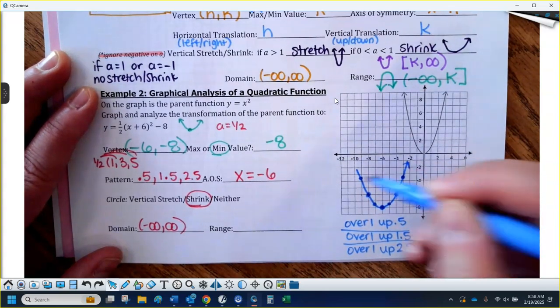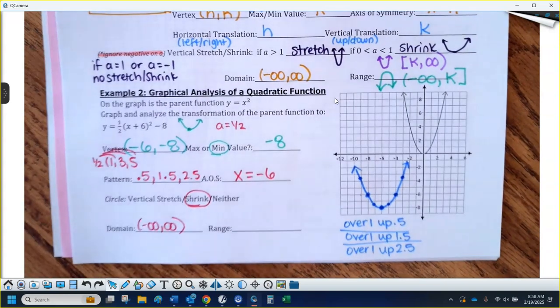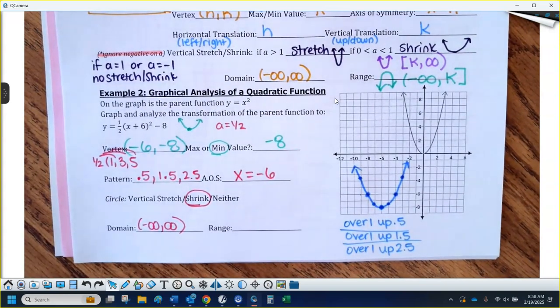Do you see how this is wider than just the x squared graph that's on there? So it's like the U shape is going out wider and it's scooched over 6 spots to the left and 8 units down, and then the graph is basically compressed and it's wider.